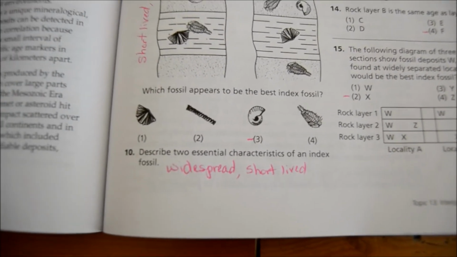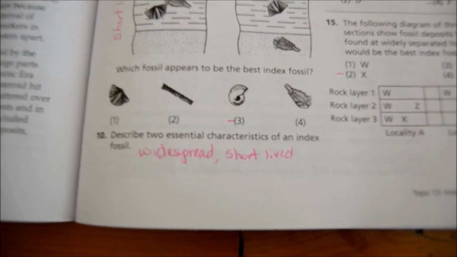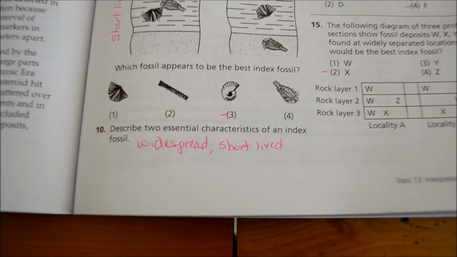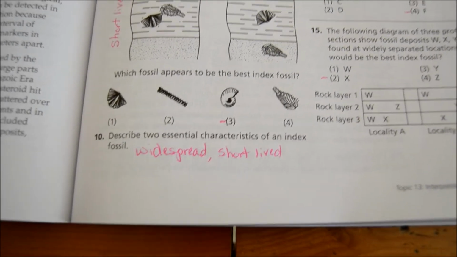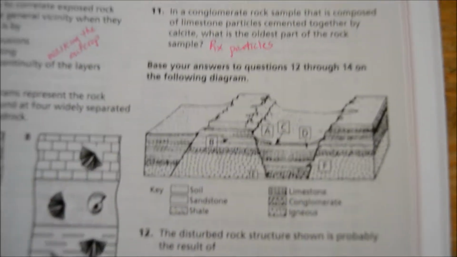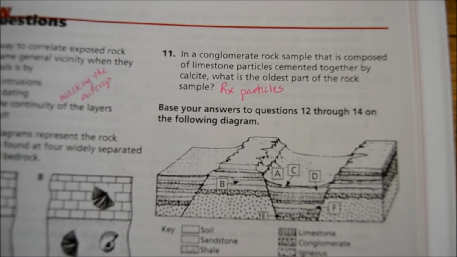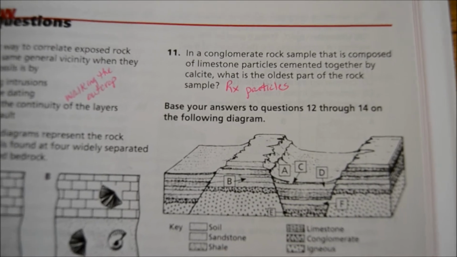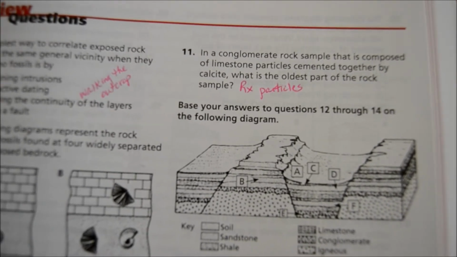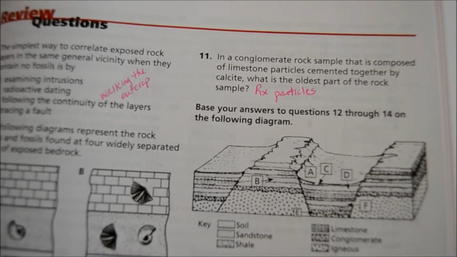Number 10. Describe 2 essential characteristics of an index fossil. This is widespread and short-lived. Number 11. In a conglomerate rock sample that is composed of limestone particles cemented together by calcite, what is the oldest part of the rock sample?